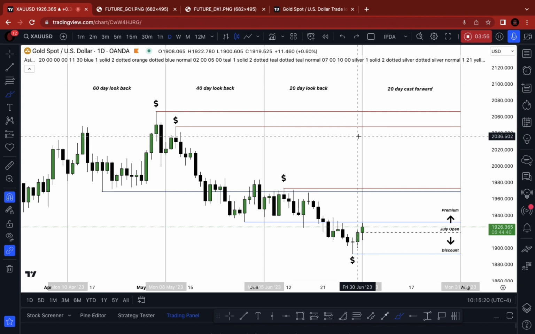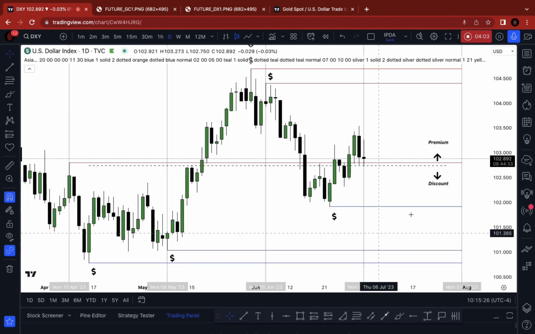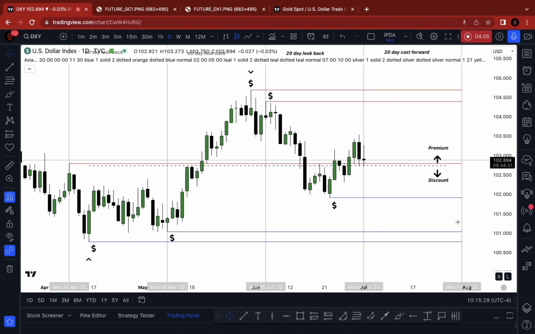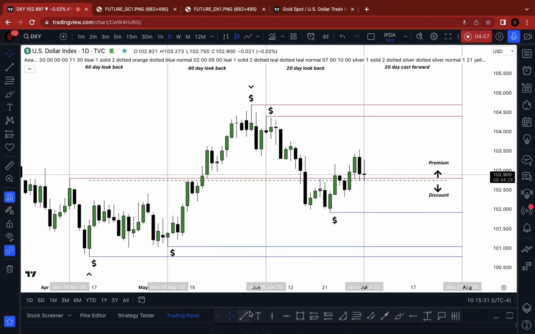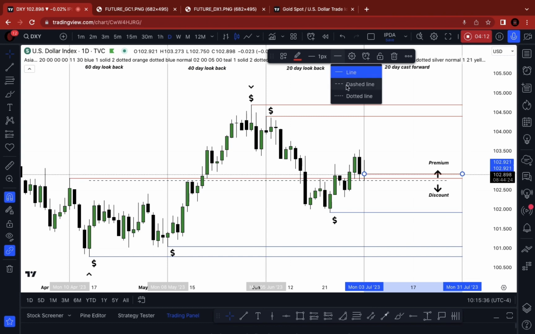Now, if dollar is going to go lower, the inverse should be said. And let's take a look at dollar. Get the opening price. It's here. And we'll just leave it as a dashed line.